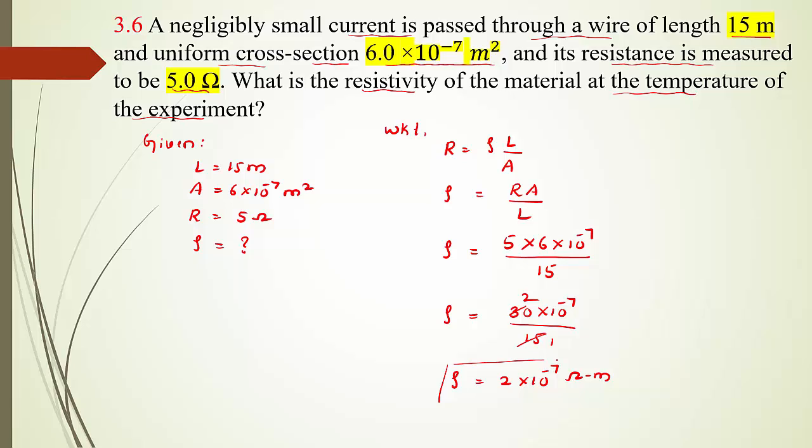Ohm meter is the SI unit of resistivity. Yes, rho equal to 2 into 10 raised to minus 7 ohm meter. Yes, again we can continue in the next class.